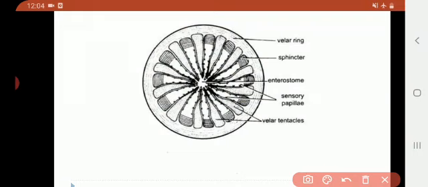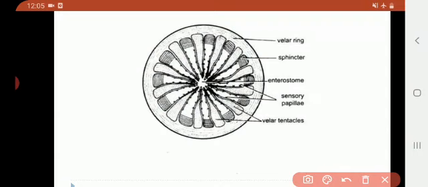Basally in the vestibule, or posteriorly in the vestibule, you can find the structure known as the velum, and the velum contains the velar tentacles, and these velar tentacles function like a filter. These velar tentacles fold inside and form a tentacular sieve-like structure, and in the center of the velum you can see the opening known as the enterostome. So water from the mouth enters the vestibule passing through the wheel organ, and from the vestibule it enters the pharynx passing through the enterostome.